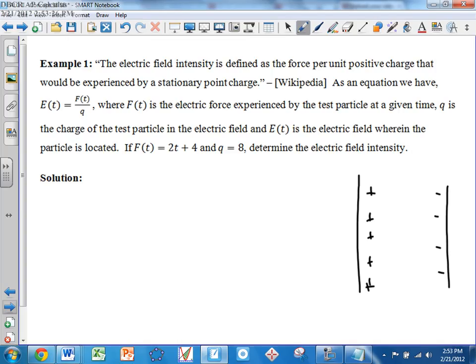Now, when you have an imbalance of charges, you get a field between them. So in physics, we define the electric field as the force per unit positive charge. And simply, as an equation, this is what it means. So I want you to start by writing the equation out, please. So E of t equals F of t over Q.